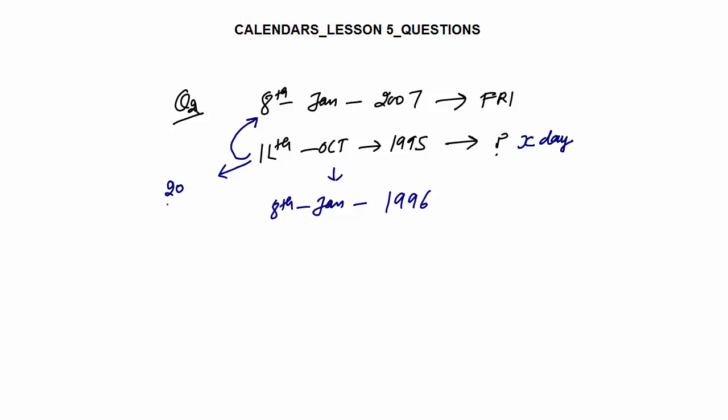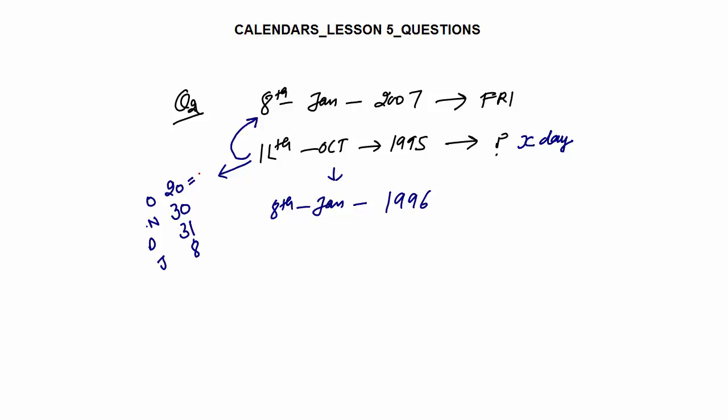20 days of October. Then we have 30 days of November. Then we have 31 days of December. It's just writing December, November and October. And then we have January. How many days? 8 days of January. We will count the odd days.